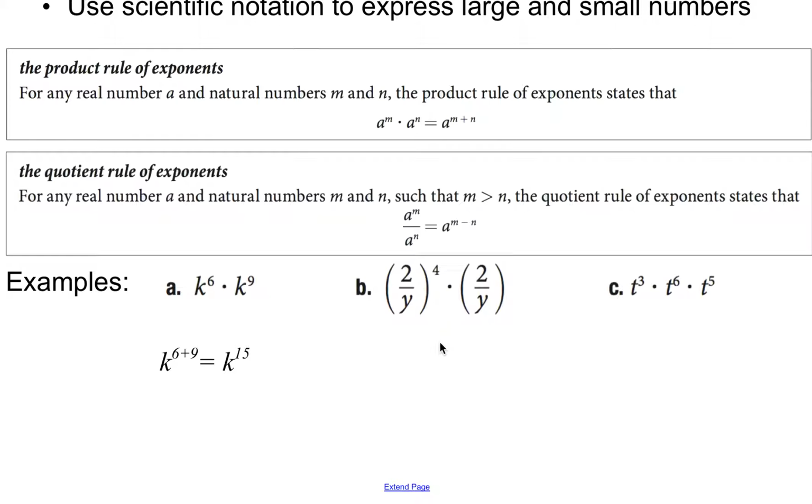The second example here, our base is 2 over y, and the thing to remember on this one, if there's no exponent, it's assumed to be 1. So this is really like having a 1 up here when there's nothing there. So 2 over y to the 4th times 2 over y to the 1st gives us 2 over y to the 4 plus 1, which is 2 over y to the 5th. And we'll learn how to simplify this even more in the future here, in this lesson. Letter C, we have the base t, and we want to add all those exponents, giving us t to the 14th.